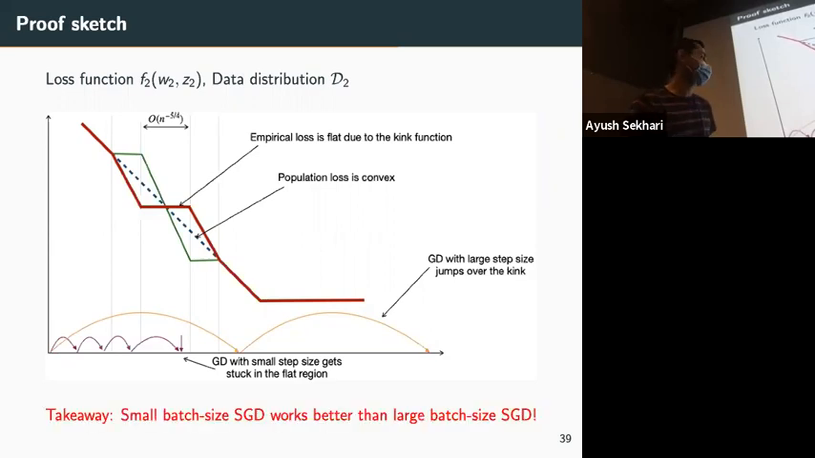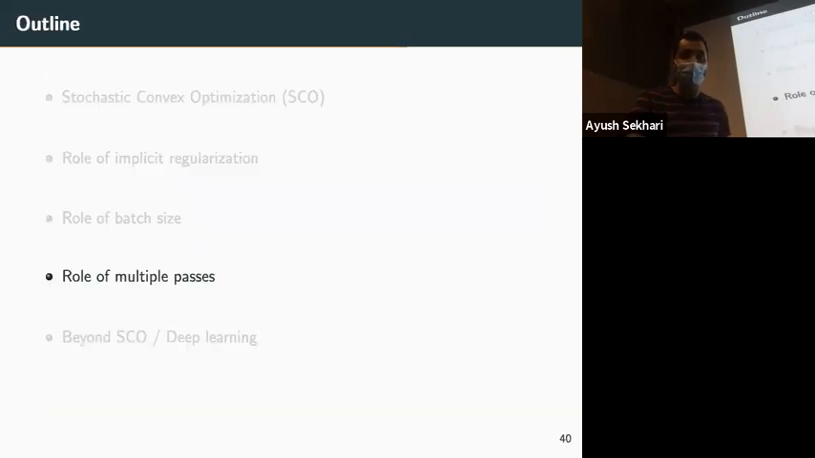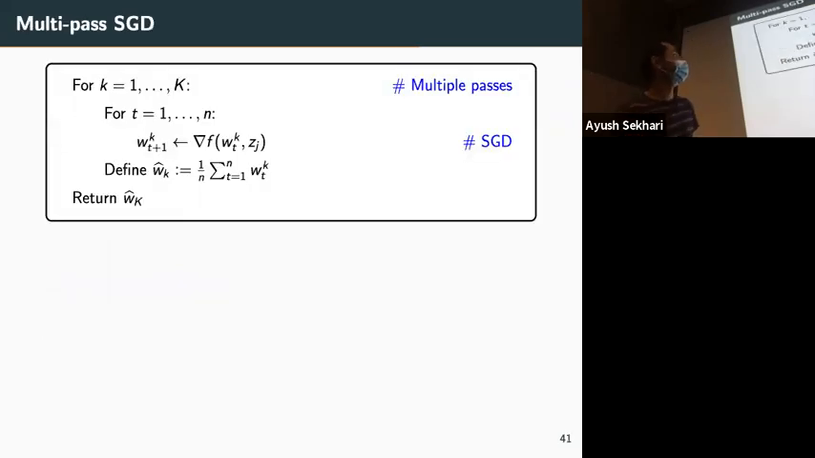Okay, so takeaway: small batch size SGD works better than large batch size SGD for SCO problems. Okay, now I'll quickly discuss the role of multiple passes. So the multi-pass SGD algorithm is as follows. You take k passes over the data set. In each pass, use one sample at a time, and in the end, return the final solution over the last pass.